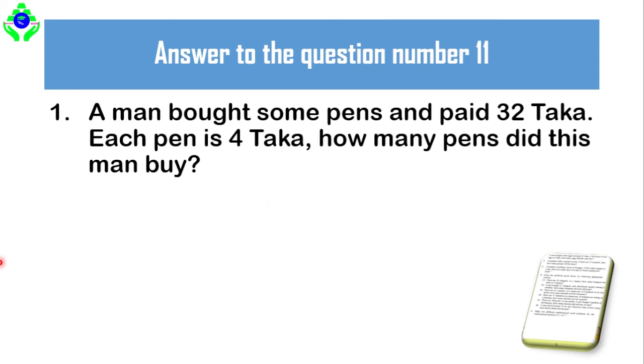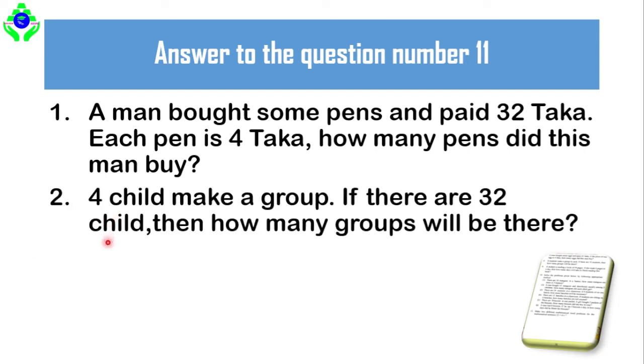If we see the procedure number 2, it can also be solved like this: 4 children make a group. If there are 32 children, then how many groups will there be? So that is the solution of question number 11. As I mentioned earlier, there are thousands of different procedures and ways to solve a mathematical problem. In this class I was just trying to show you the best and simplest way to solve all the questions mentioned on page number 73.